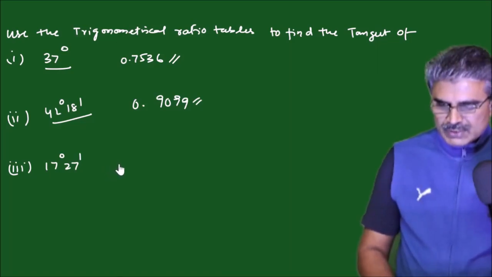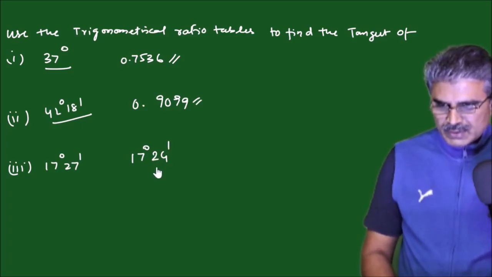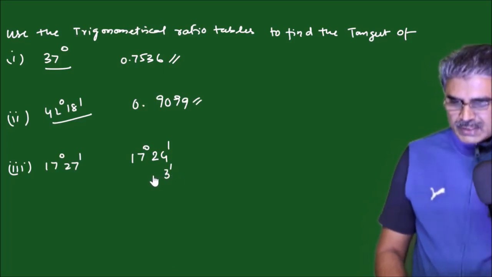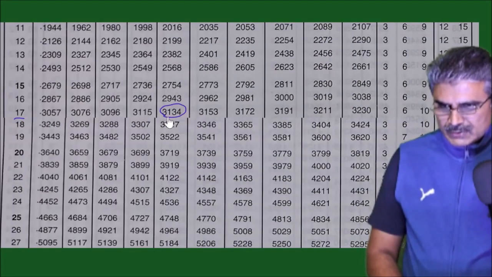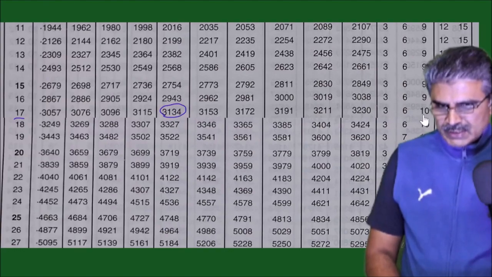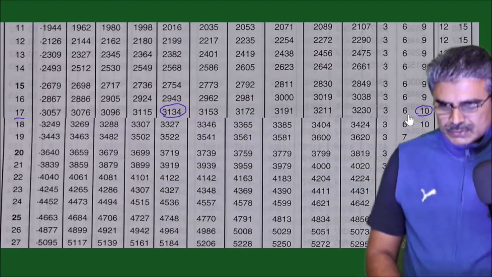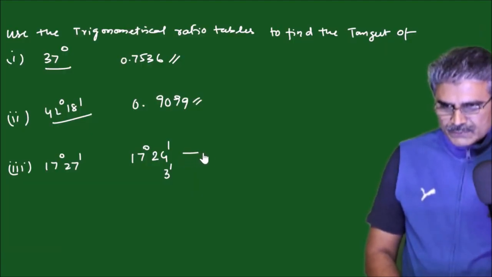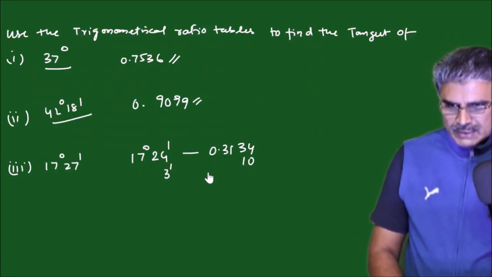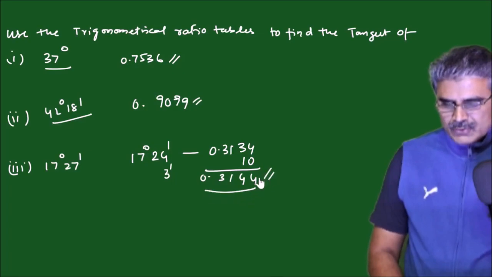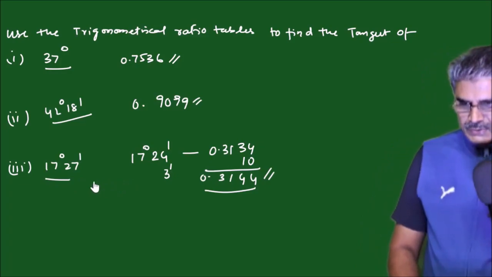And the next one is 17 degrees 27 minutes. Here 17 degrees 24 minutes will have a direct value, and for the remaining 3 minutes we need to check the mean difference. So for 17 degrees 24 minutes we have 0.3134, and at mean difference 3 you have the value 10, so you have to add 10 to this. So 0.3144 is the value of tan at this angle, that is 17 degrees 27 minutes.